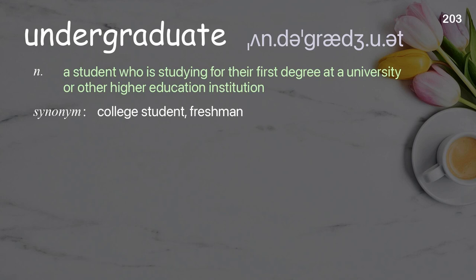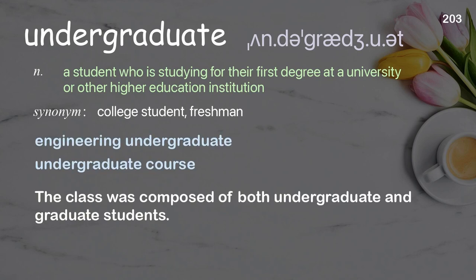Undergraduate. A student who is studying for their first degree at a university or other higher education institution. Examples: engineering undergraduate. Undergraduate course. The class was composed of both undergraduate and graduate students.